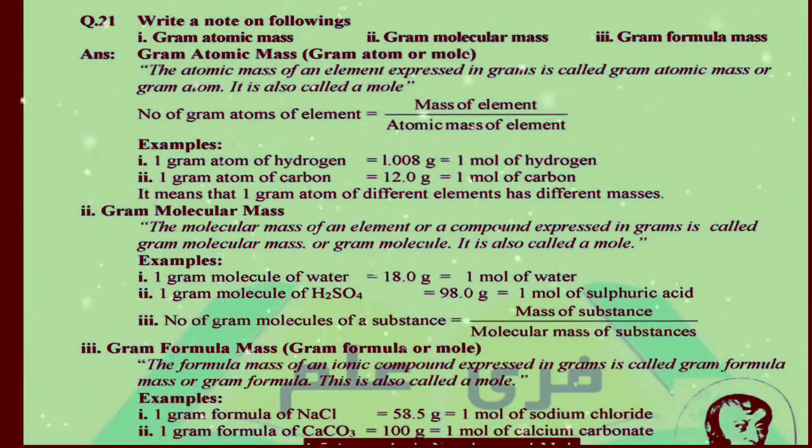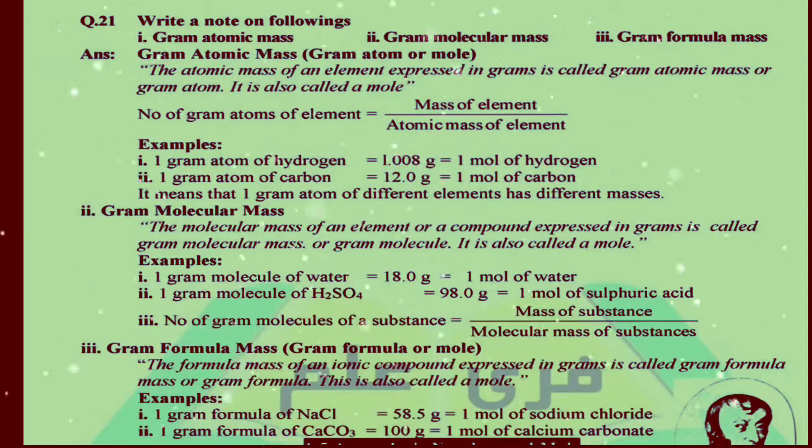Number of gram molecules of a substance can be calculated by using the formula: mass of the substance divided by molecular mass of the substance. For example, if you are given 40 gram of sulfuric acid and they ask about the number of gram molecules of sulfuric acid, then we will write the given mass 40 gram above in the equation, and we will divide it by the molecular mass, which is 98.0 for sulfuric acid, and then we find out the number of gram molecules of a substance.